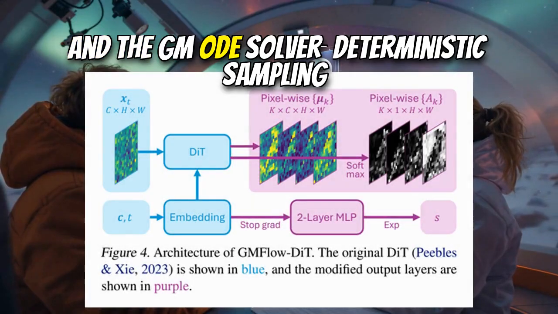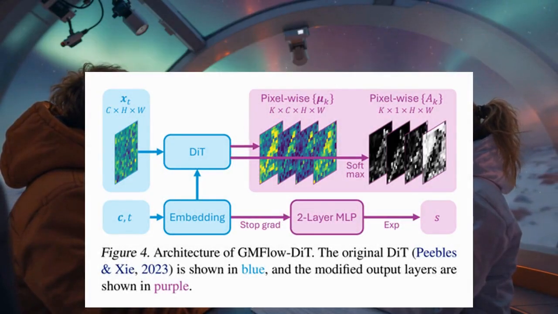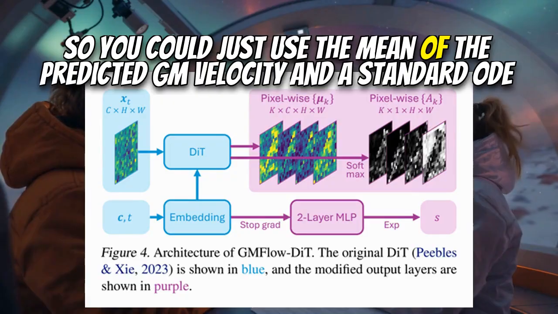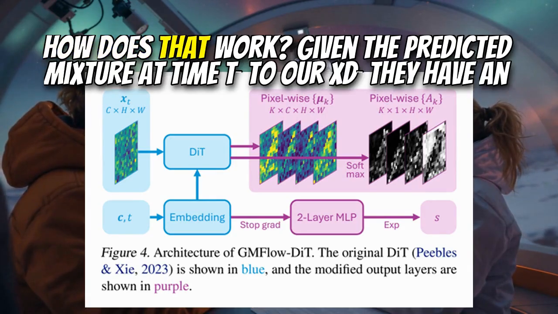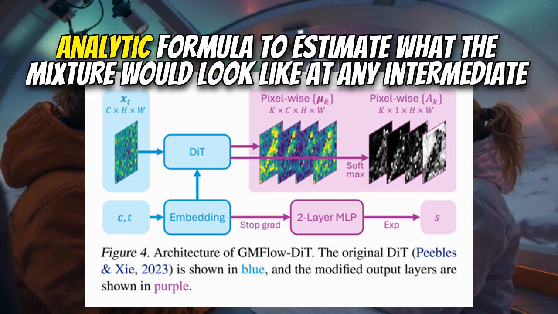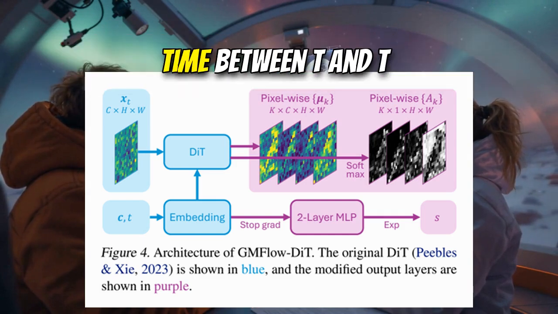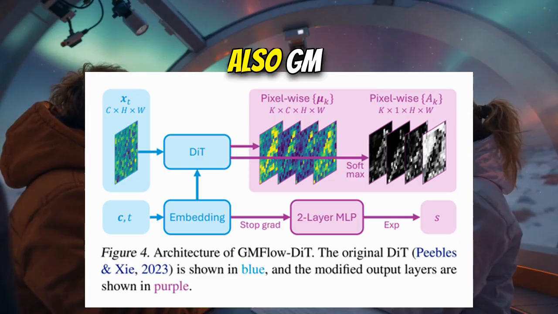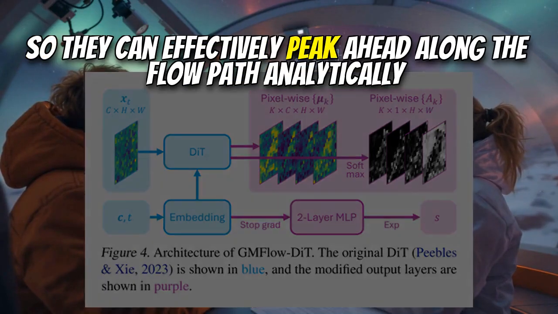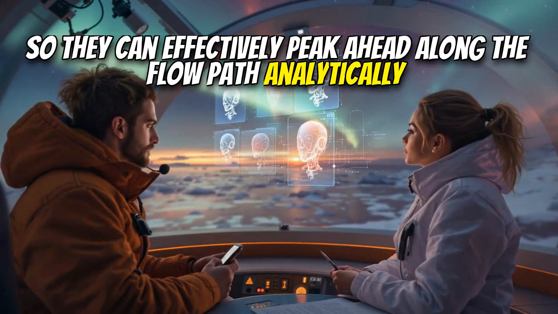Interesting. And the GMODE solver, deterministic sampling. So you could just use the mean of the predicted GM velocity in a standard ODE solver, but GMFlow allows something cooler, sub-step integration without extra network calls. How does that work? Given the predicted mixture at time t, they have an analytic formula to estimate what the mixture would look like at any intermediate time between t and s. Let's call it q. Also a GM. So they can effectively peek ahead along the flow path analytically.